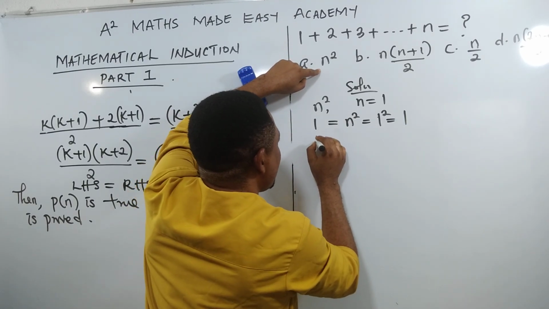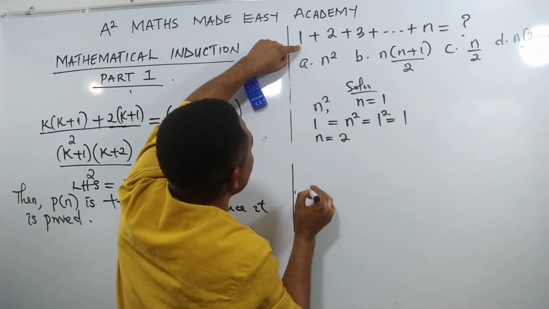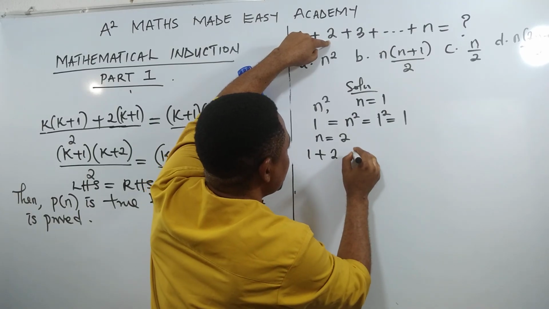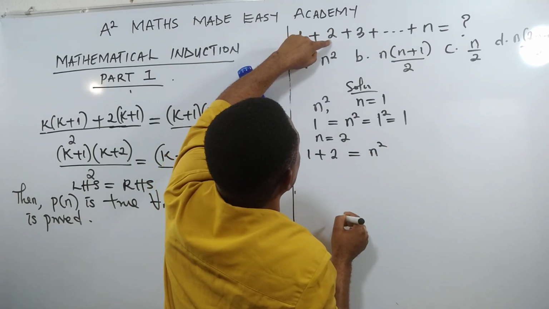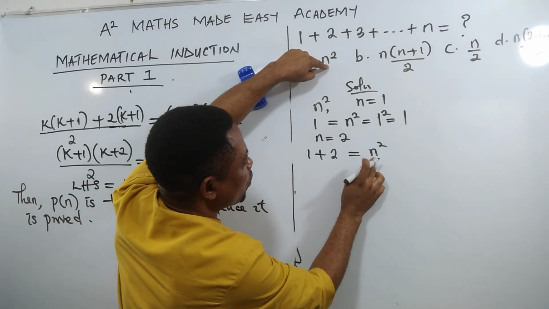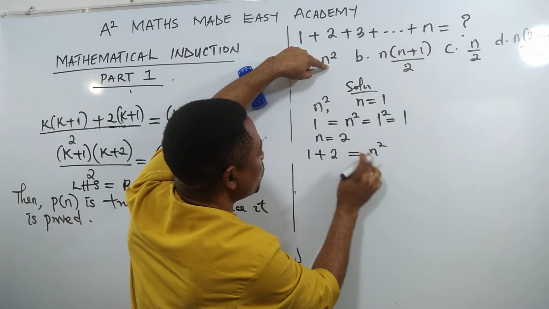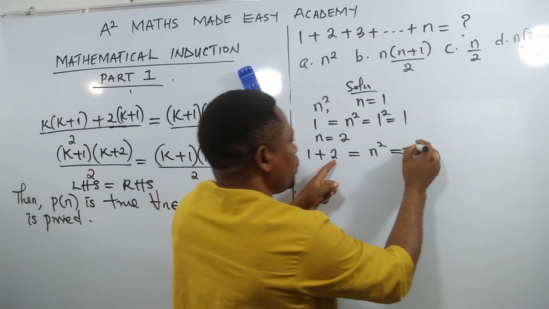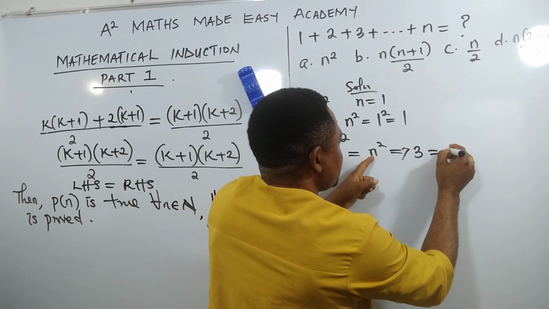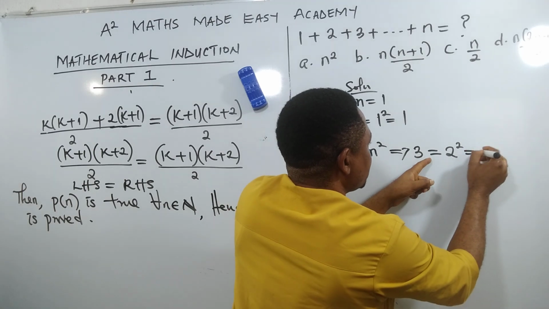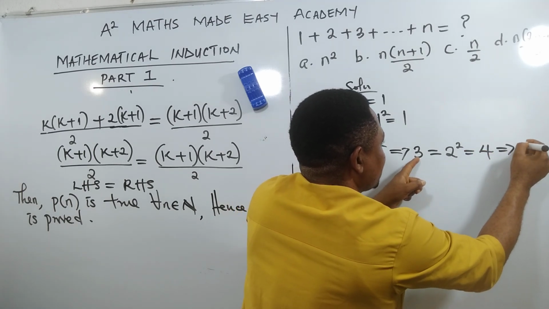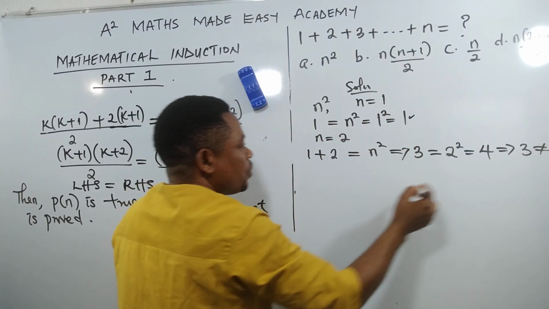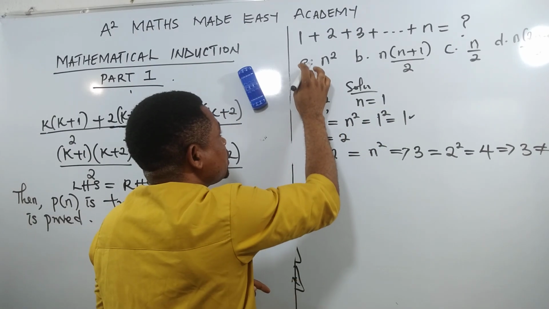But let's try when n is 2. When n is 2, it becomes 1 plus 2, the first and second terms, equal to n squared. Anywhere we come across n, we remove it and introduce 2. So 1 plus 2 gives us 3 on the left, and here is 2 squared, which is equal to 4. So 3 can never be equal to 4. I tried the first one and it works, but the second one did not work, which means it is not option A.